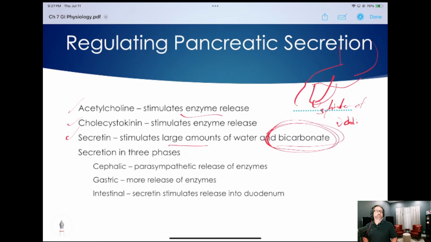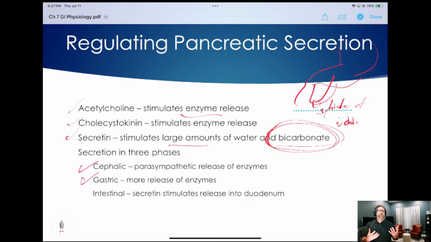And the secretion is in three phases. What does that mean? The cephalic phase. This is you smelling the food or knowing that you're going to eat, or you have your dog who once they hear the crinkling of the wrapper for their food, they know it's dinner time and they come running over. That's cephalic. They start salivating. That's the cephalic phase.